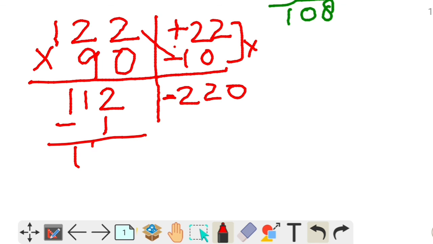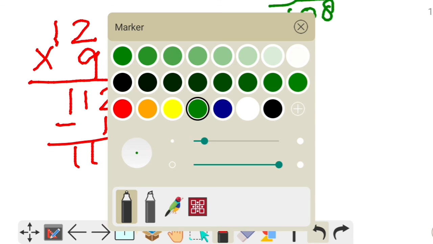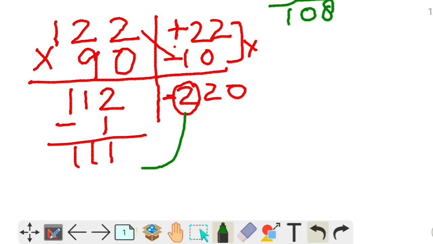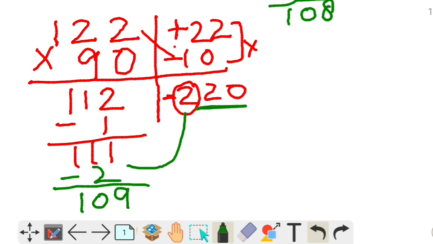We'll get 111. Now this 2 is extra, right? This 2 is extra, so we'll also do minus 2 over here. So we'll get 109, and then this 20, what is left over here, we have to subtract it from 100. So 100 minus 20 is 80. So our final answer will be 10980.